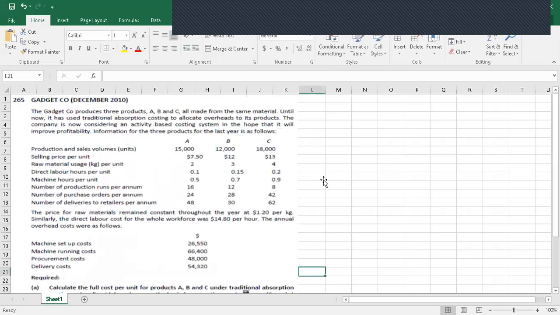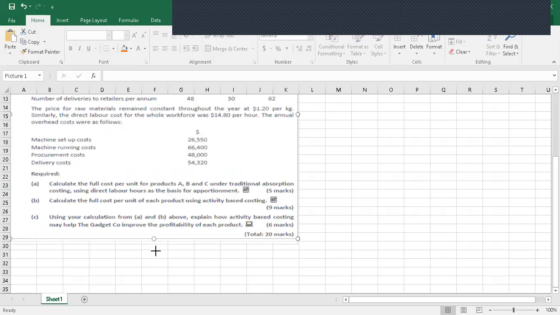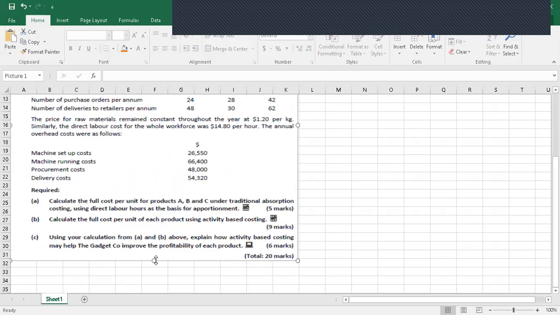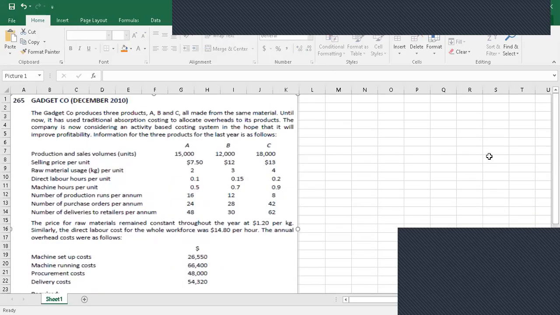First bit, it says calculate the full cost per unit for products ABC under the traditional absorption costing system. What's the traditional absorption costing system? It is based on the direct labor hours.